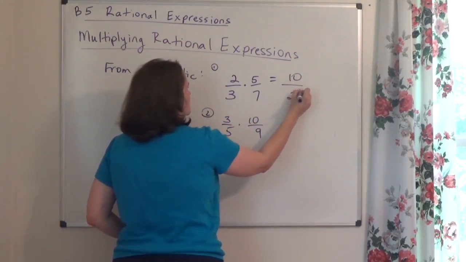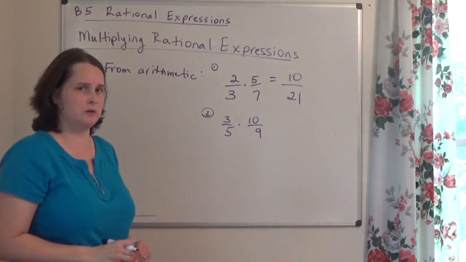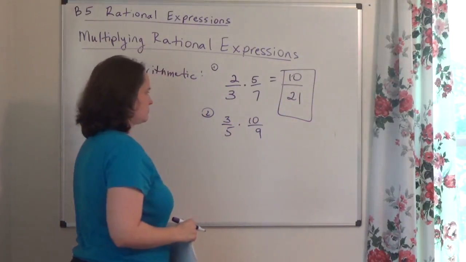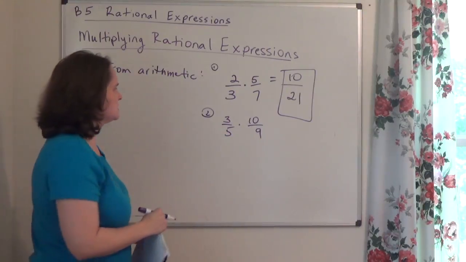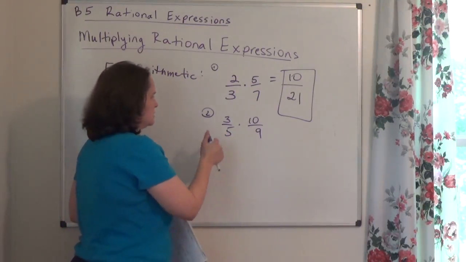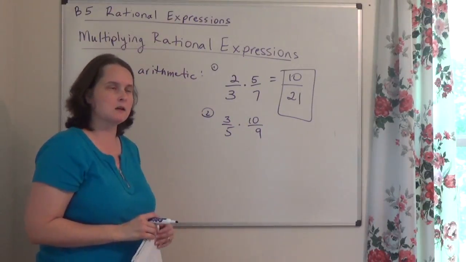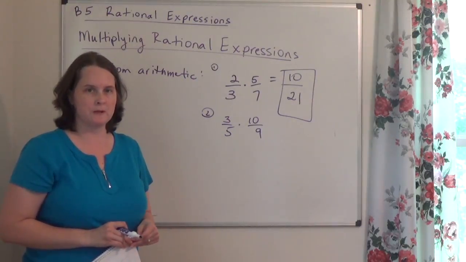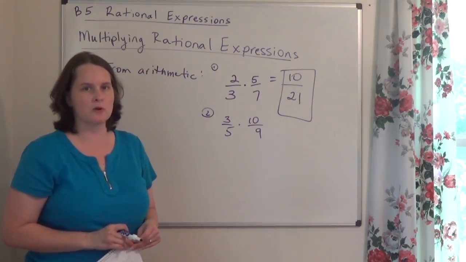3 times 7 is 21. 10 over 21, they do not share any common factors, so we don't have to reduce that. And we are done. In the second example, 3/5 times 10/9, this time I can reduce first. So that you could reduce at the end, but it's much more helpful to reduce before you multiply. And in the problems that we're going to be doing, you're definitely going to need to reduce before you multiply.